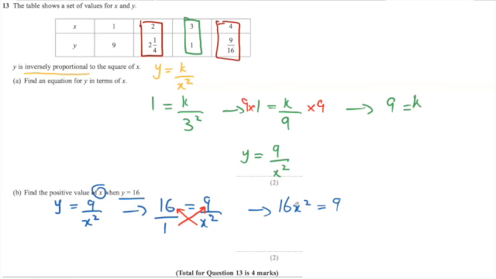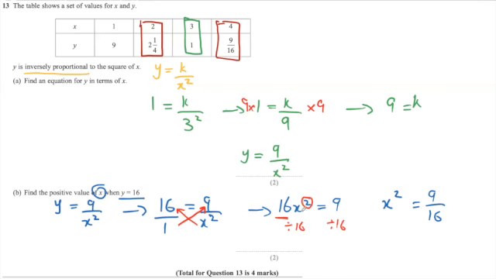Now to find x, we need to get rid of two things. We need to get rid of the 16, and we need to get rid of the square. Okay, so in this case, we'll get rid of the 16 first. So what we have to do is divide 16 on both sides. When we do that, we get x squared on the left side, because 16 divided by 16 is just 1, and 9 divided by 16 is just 9 over 16.